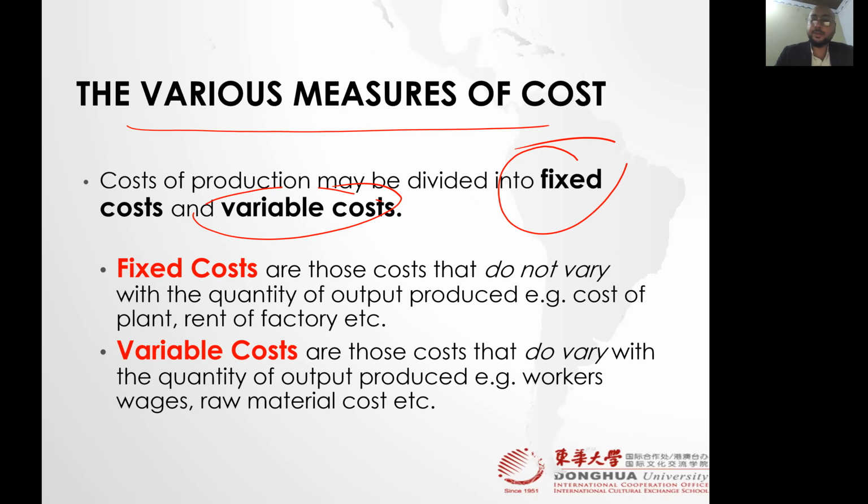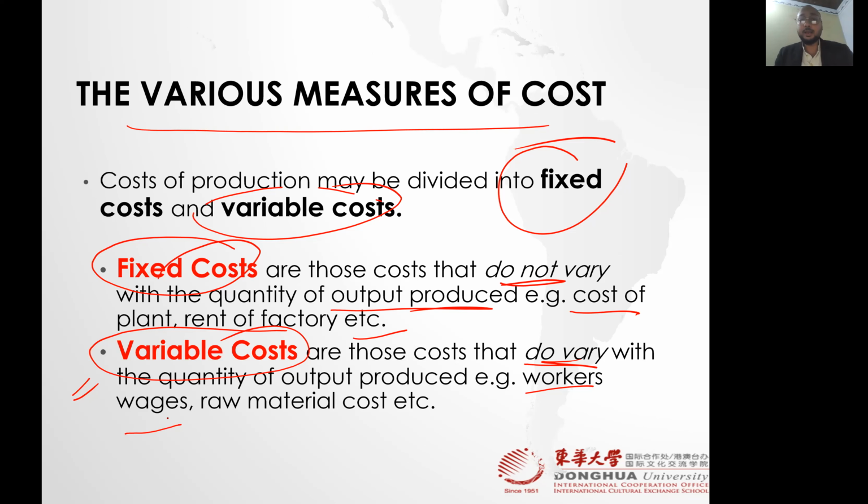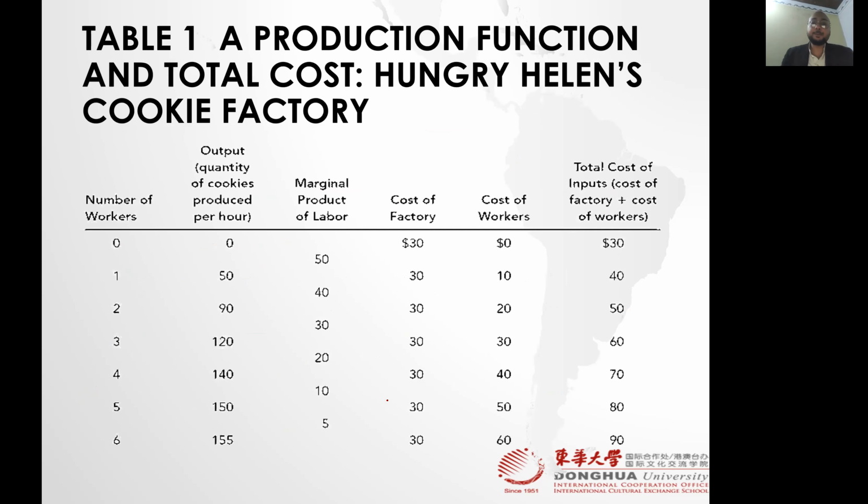So we talked about, on the basis of cost behavior, fixed cost and variable cost. Fixed costs do not vary with the level of production or output, like the rent of the factory, the salary of the CEO, the salary of a supervisor, which are fixed. Variable costs do vary with the level of output or production, like worker wages. The more you produce, the more you will pay. Raw material is variable too: the more you produce, the more you have to buy.